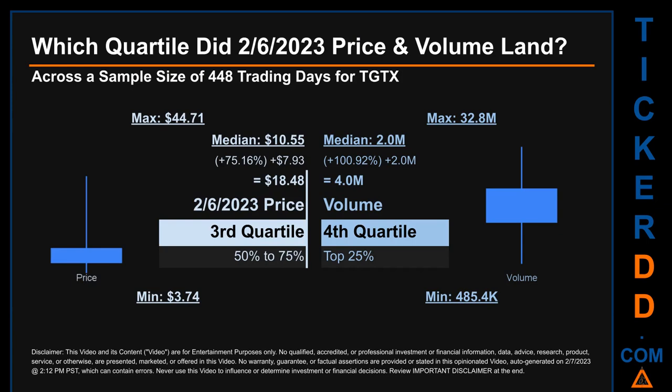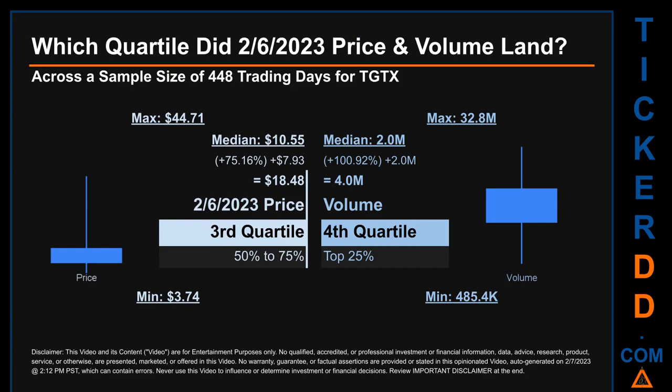The day's volume landed within the fourth quartile, marking it within the top 25% of all sampled daily volume, which saw a max daily volume of 32.8 million and a minimum of 485.4 thousand. Quartiles tell us about the spread of a data set by breaking that data set into quarters, just like how the median breaks the set into half.